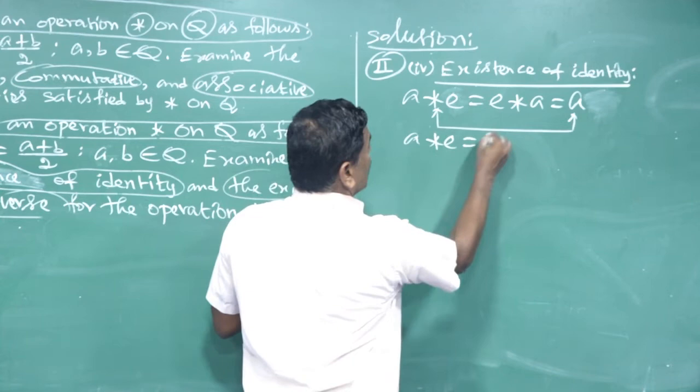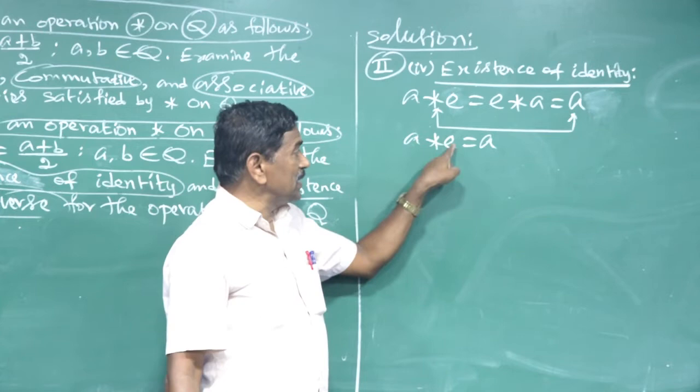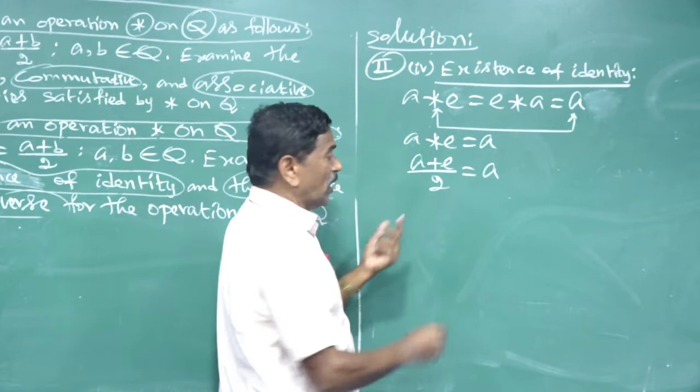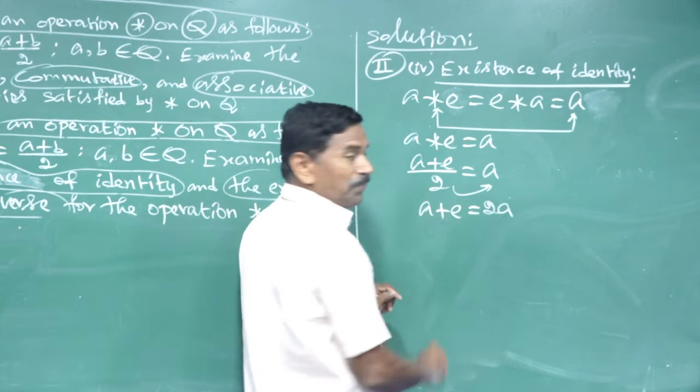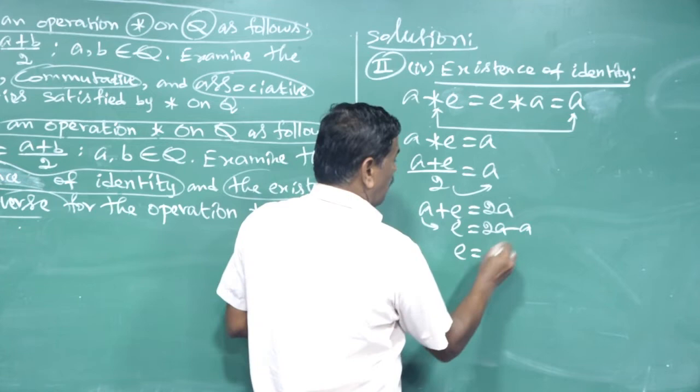Consider first and last. Now, see, if the star is defined between the two elements, then its image is given by first element plus second element by 2, because A star B equal to A plus B by 2, which is a given condition. Now, using the condition, A plus E by 2 is equal to A. Okay, now cross multiply. Cross multiply means A plus E is equal to 2A. Now we want to find the identity element E. So E is equal to 2A minus A, equal to A.